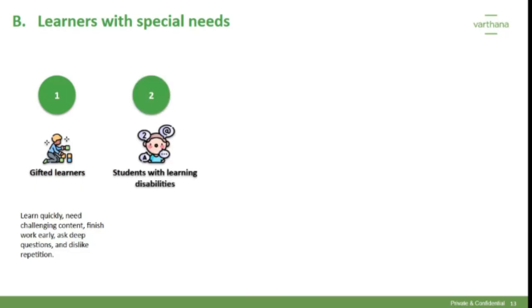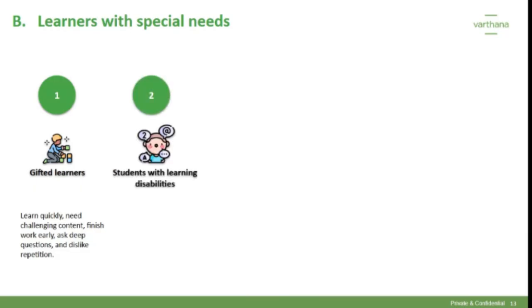The next is learners with special needs. The first one is gifted learners. Sometimes in your classroom, you observe that some students finish their work very quickly. So these students come into the category of gifted learners. They learn quickly, they need challenging tasks, they do the tasks at the earliest, ask deep questions, and they don't like repetitive tasks. So these are gifted learners.